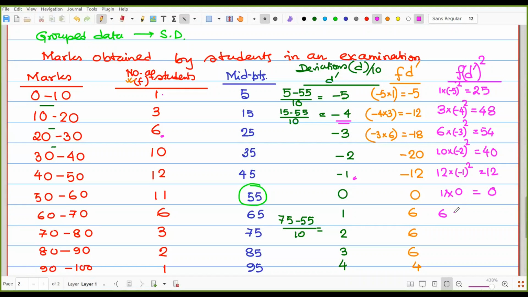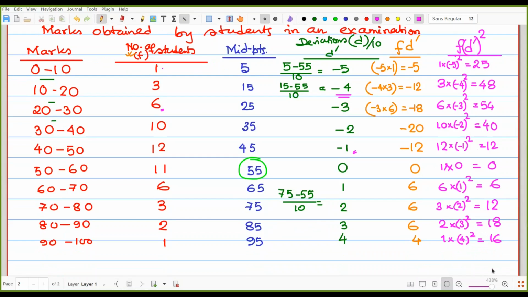Next one, 6 into 1 square. That means 6. Next one, 3 into 2 square. So that means 4 into 3, that is 12. 2 into 3 square. That means 9 into 2, 18. And the final one, 1 into 4 square. That means 16. So that is our column.